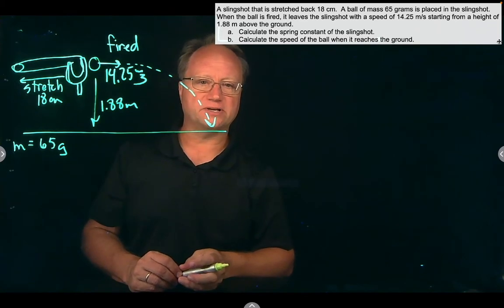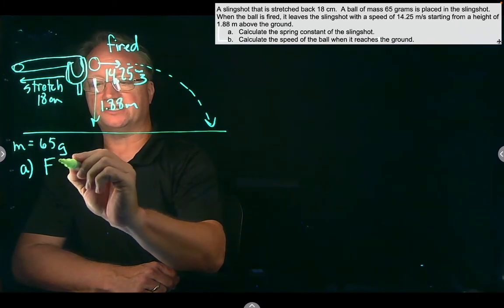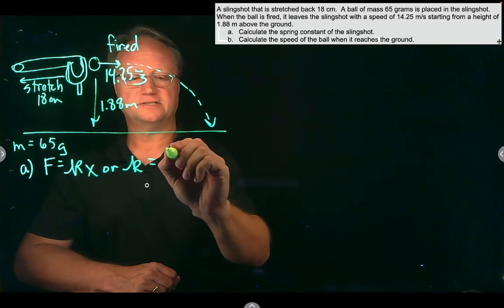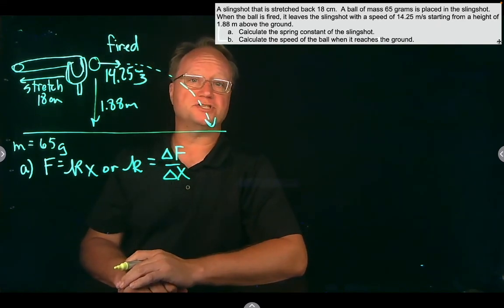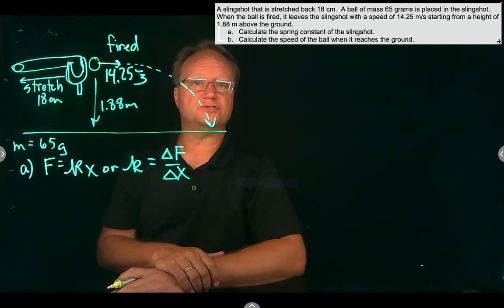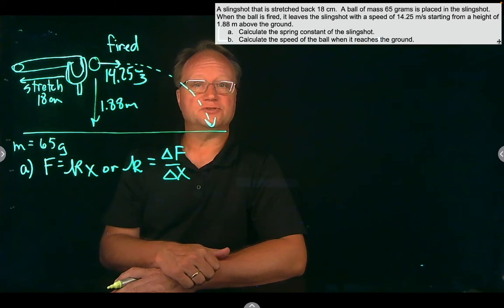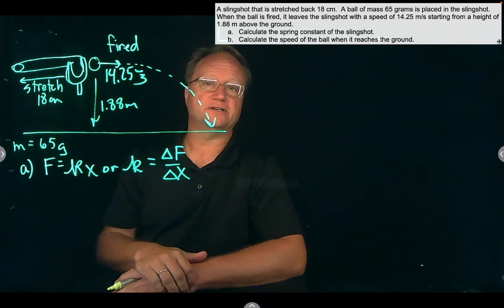In part A, we want to calculate the spring constant of the slingshot. Well, spring constant, we've got in Hooke's law, F equals kx, or from the slope of the graph, change in force over change in position. But when we try to use these equations, we run into a problem. We don't know anything about the force that's being used to pull that slingshot back. So neither one of these is going to apply. However, the situation we have is one that is governed by elastic forces here and gravitational forces there, in which case both of those are conservative forces.